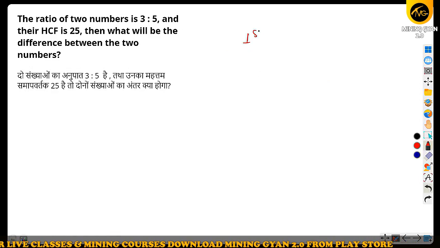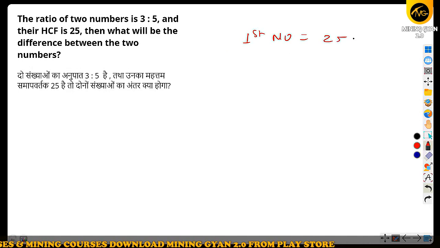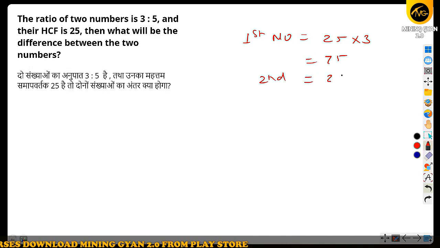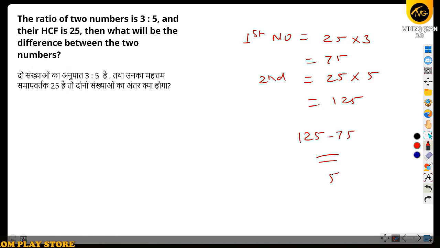Now the first number is 25, the HCF, times 3, the first ratio number, that means 75, and the second number is 25 into 5, that's 125. Correct. Now the difference between these two numbers, 125 minus 75, that is 50. That is the answer. Correct.